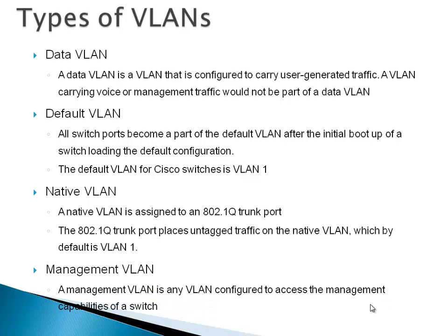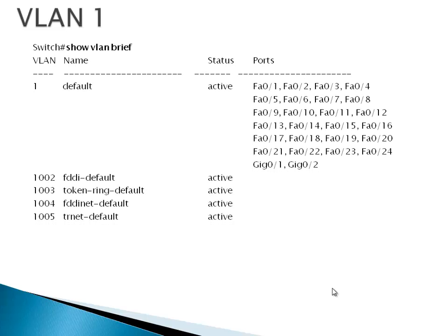And then we have a management VLAN. A management VLAN is any VLAN configured to access the management capabilities of a switch. VLAN 1 is by default the management VLAN. So when we run the command show vlan brief in a brand new switch, we can see that every port belongs to VLAN 1 by default. The name of the VLAN is default, VLAN 1, active. So every switch has one VLAN by default, and every port belongs to that VLAN.